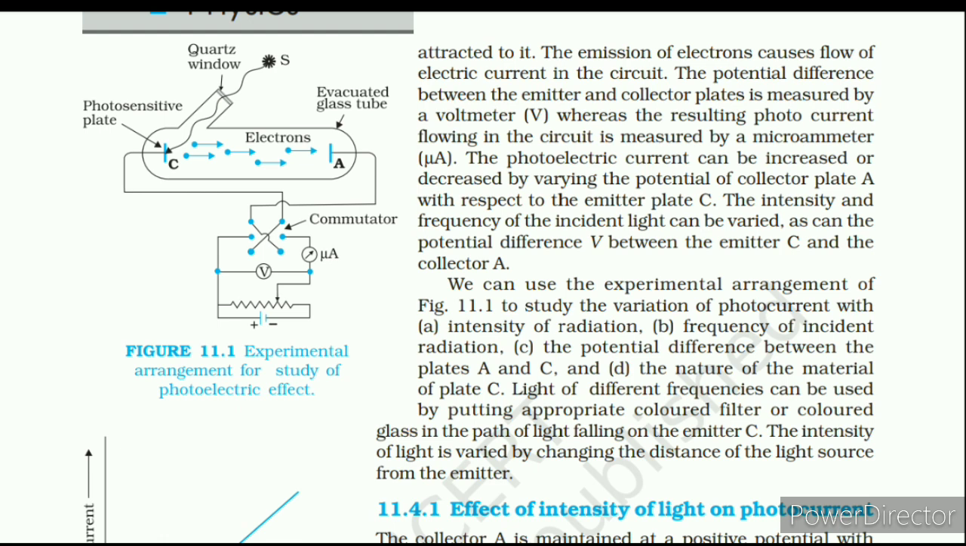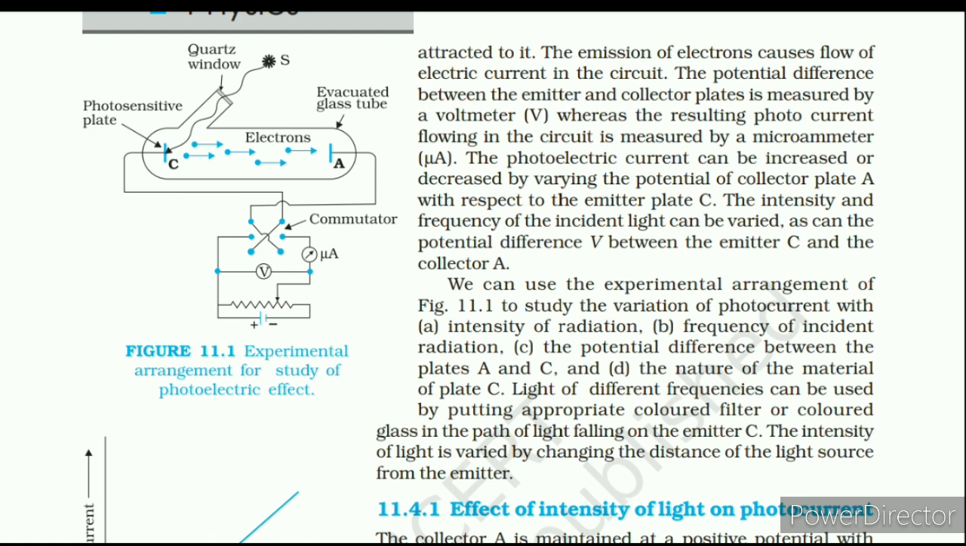At a certain sharply defined critical value of the negative potential V0 on the plate A, for a particular frequency of incident radiation, the photocurrent stops or becomes zero. The minimum negative potential V0 given to the plate A for which the photocurrent becomes zero is called the cutoff or stopping potential. The interpretation of the observation in terms of photoelectrons is straightforward. All the photoelectrons emitted from the metal do not have the same energy. Photoelectric current is zero when the stopping potential is sufficient to repel even the most energetic electrons.